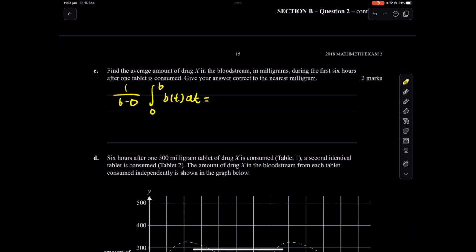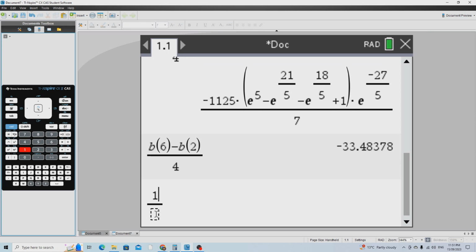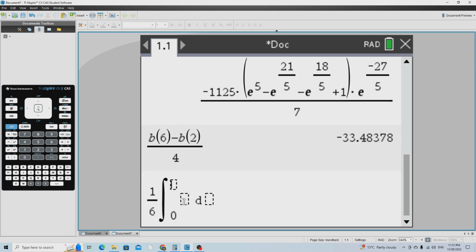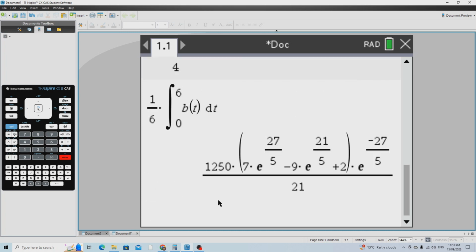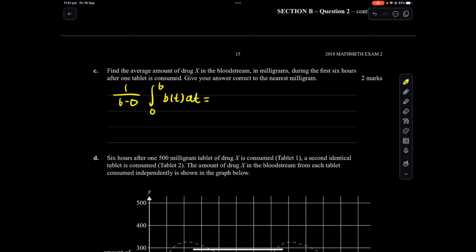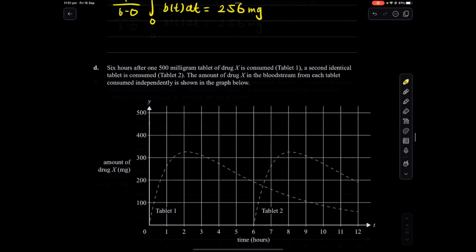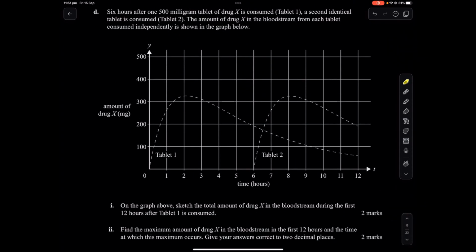Let's do that in our calculator. So 1 on 6 integral from 0 to 6 of b of t dt. Control enter, and we want it to the nearest milligram, so it's 256 milligrams. Done.